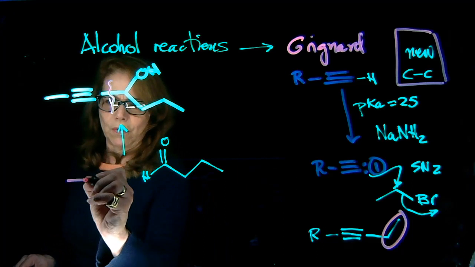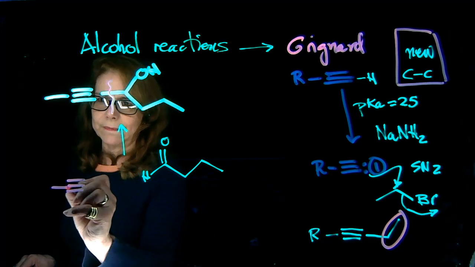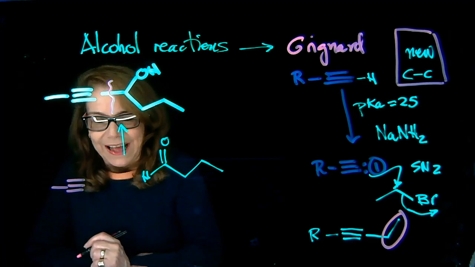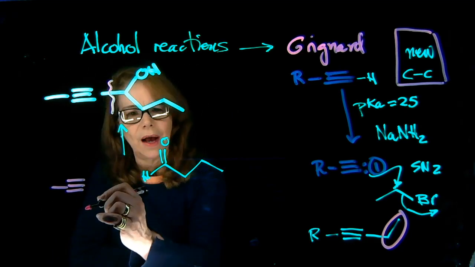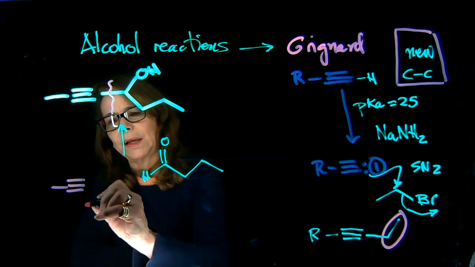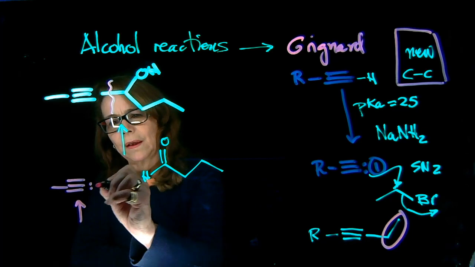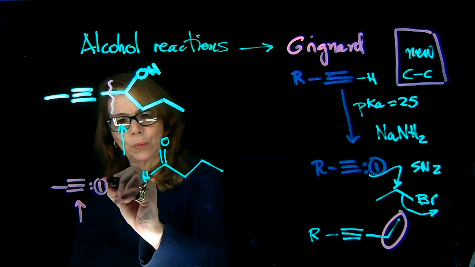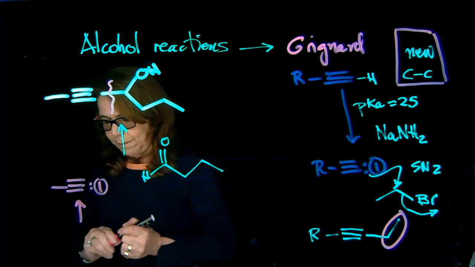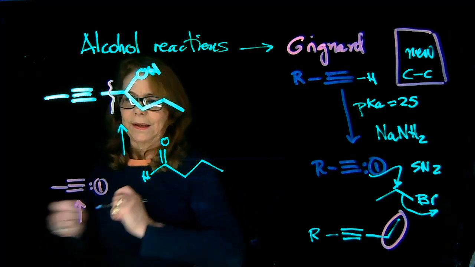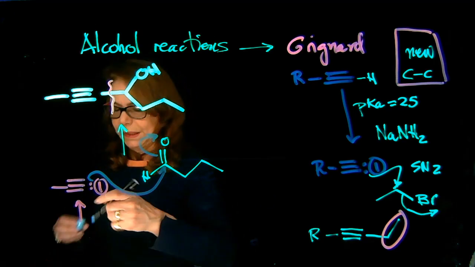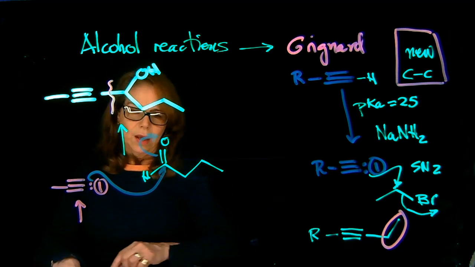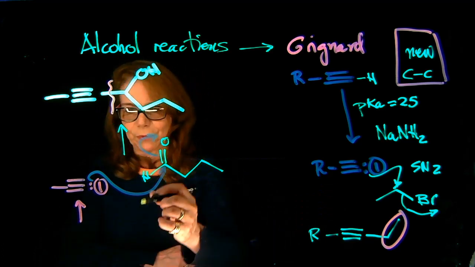So it will be 1, 2, 3, my alkyne. That will be a metal alkyne. How do we do that nucleophilic attack? I need to treat this to make it an ion, which will be the nucleophile attacking that carbonyl. How do I make that an ion? We're going to use that reaction that we did before.